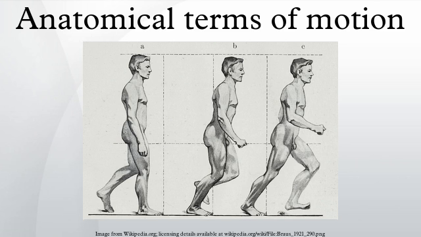Inversion and eversion. Inversion and eversion refer to movements that tilt the sole of the foot away from or towards the midline of the body. Eversion is the movement of the sole of the foot away from the median plane. Inversion is the movement of the sole towards the median plane. For example, inversion describes the motion when an ankle is twisted.